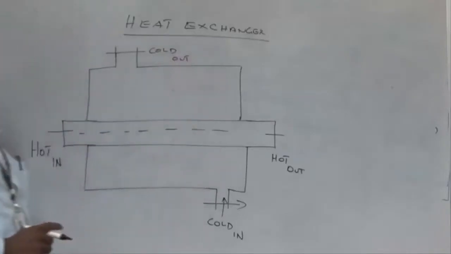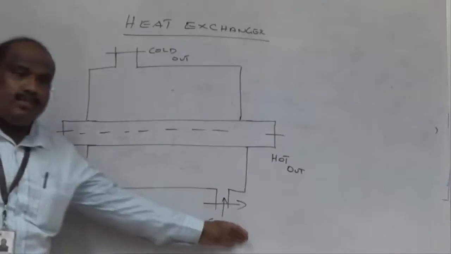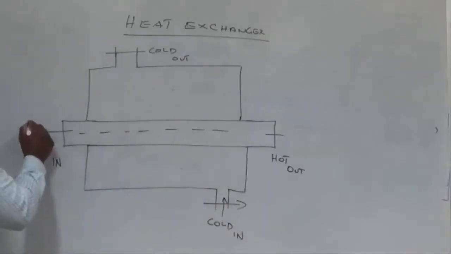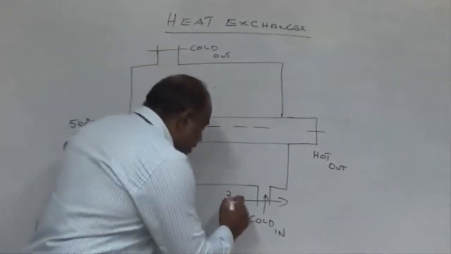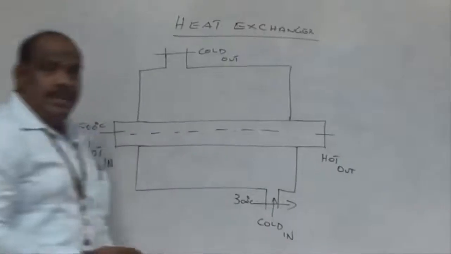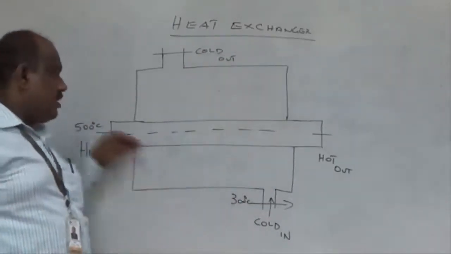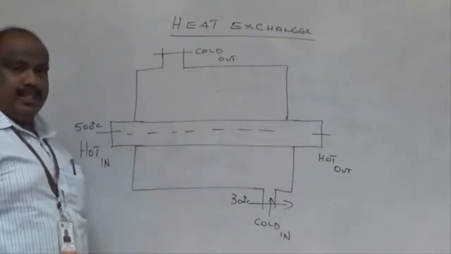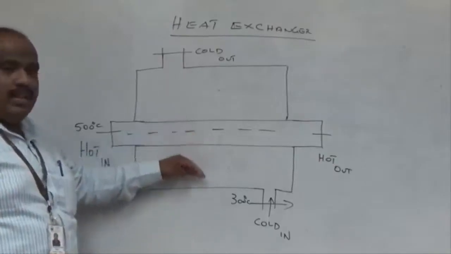Now what will happen? This fluid is at a higher temperature compared to this fluid. This one is called hot fluid. This is called cold fluid. Let us assume this fluid is coming at 500 degrees Celsius, and this fluid is entering at 300 degrees Celsius. This fluid will circulate over the shell. This fluid is called shell fluid. This fluid is called tube fluid. Now there is a heat exchange taking place between these two fluids. Not direct mixing, but indirectly the heat will be transferred from this fluid to this fluid.